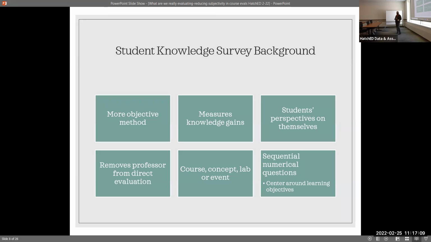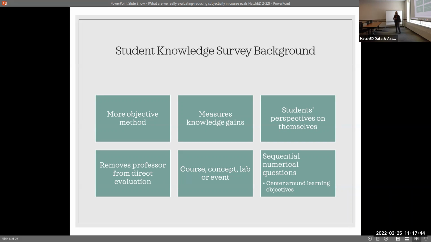So the student knowledge survey measures knowledge base. It's the students' perceptions or perspectives on themselves, on their own learning, on their learning process. It removes the professor from direct evaluation, as I mentioned, even though indirectly, yes, the teaching of the professor is evaluated, but it's looked at through the lens of learning and not the lens of entertainment, personality, and so on. It also looks at the course, concept, lab, or event individually.